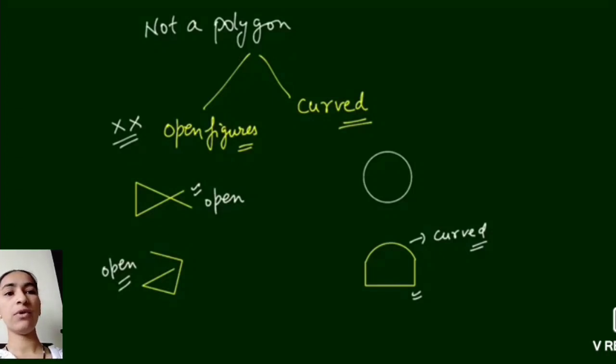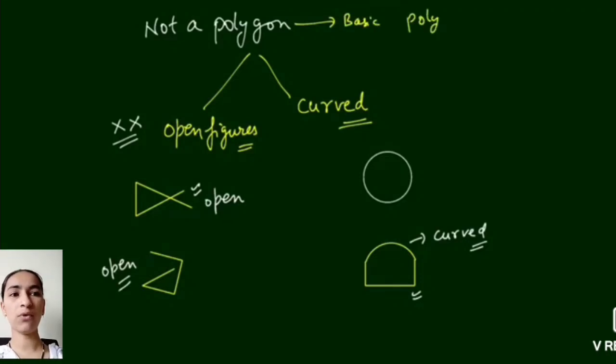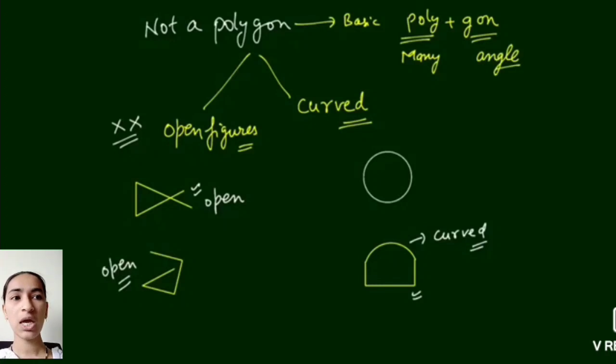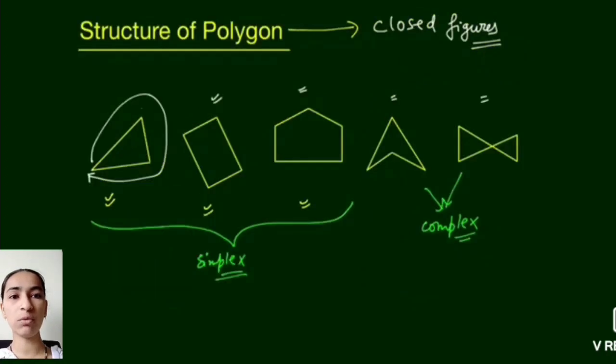Okay, if we see which figures there are, then they form a polygon. The basic meaning of polygon: poly means many, and gon means angle. Many angles. If many angles are formed in a figure, then that figure is called a polygon, but it should not be open. You can see here, these are closed figures. Now see angles. There are many angles in each figure.